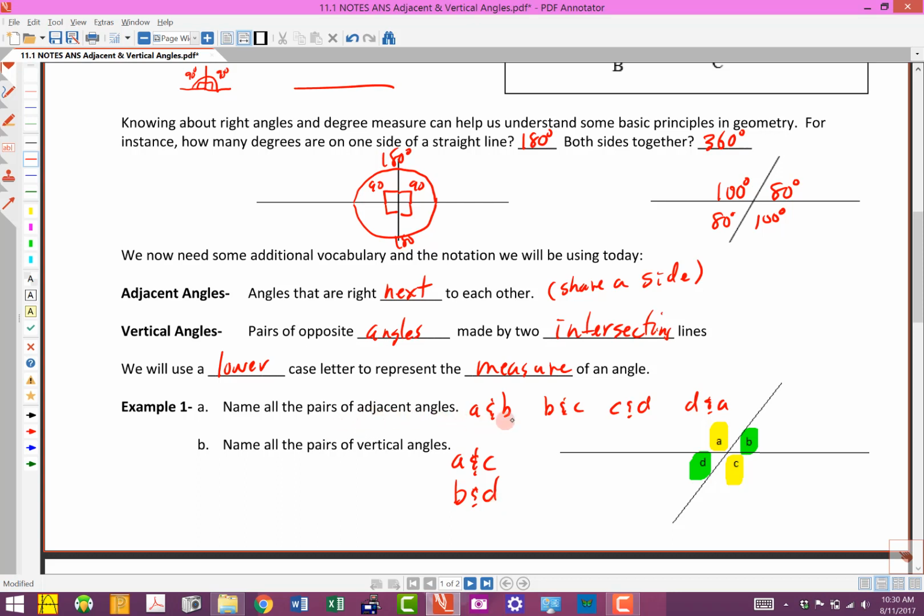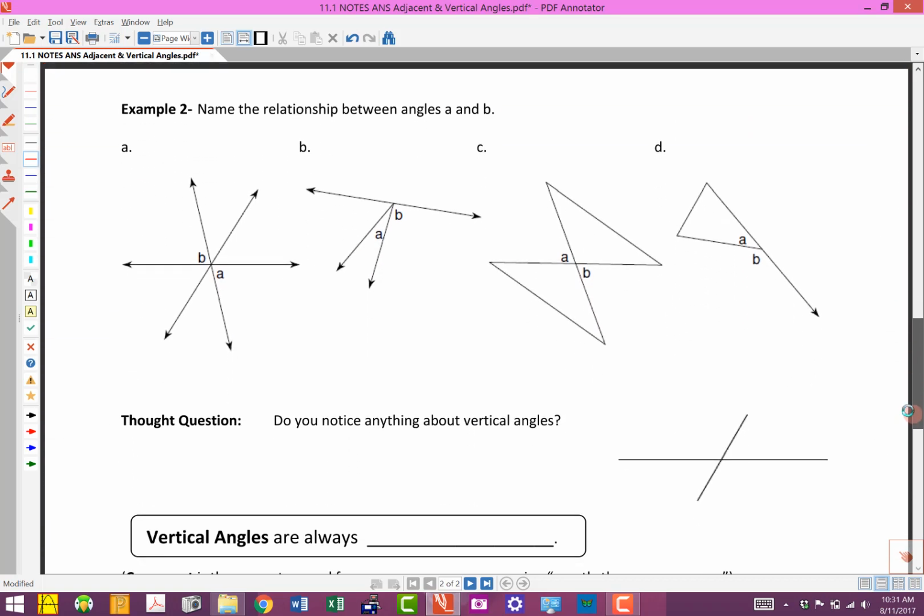So adjacent, they've got to be right next to each other. In other words, they share a side. And vertical angles, those are the ones that are opposite from each other. So we're always talking pairs of vertical angles and pairs of adjacent angles. Now we're going to go ahead and flip the notes over. And this is the cool part about this particular section.